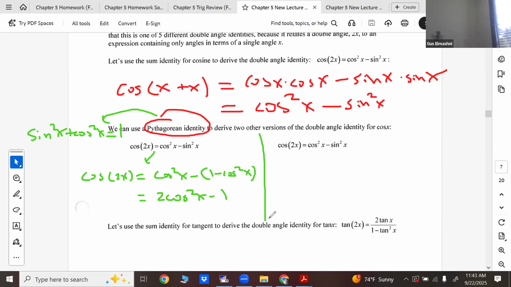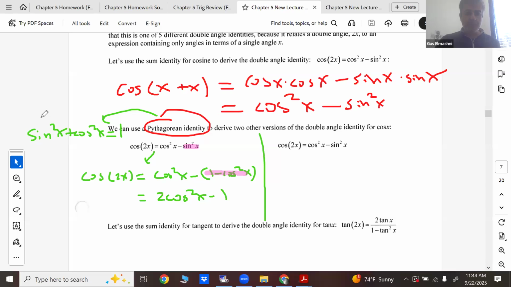So notice I took this right here and replaced sine squared with its identical expression using the Pythagorean trig identity. If I took this identity and moved the cosine squared to the right side, sine squared is 1 minus cosine squared x. We know that. That's good. And then we just simplify.